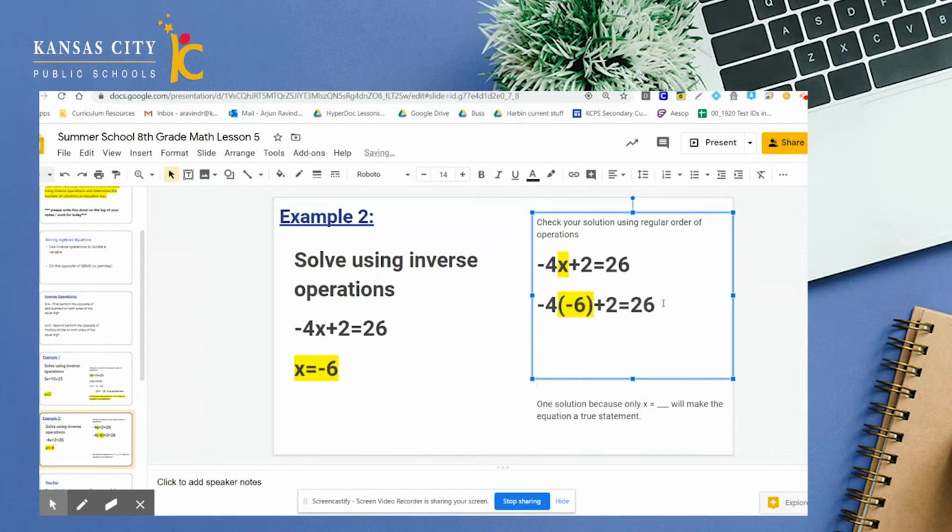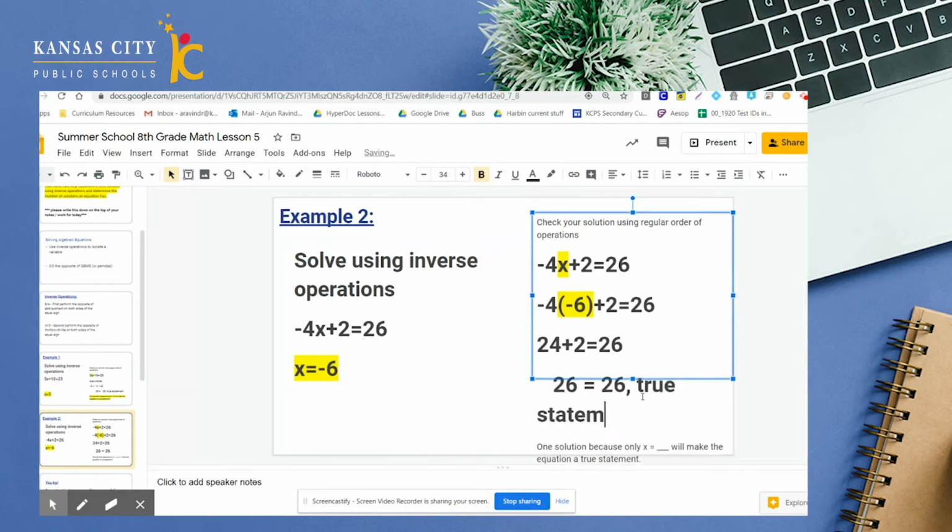Now we'll solve. The first step is to multiply these two terms. A negative times a negative is a positive. So negative 4 times negative 6 is 24. So these two terms become 24. 24 plus 2. Does that equal 26? Yes, it does. So we end up with 26 equals 26. That is a true statement.